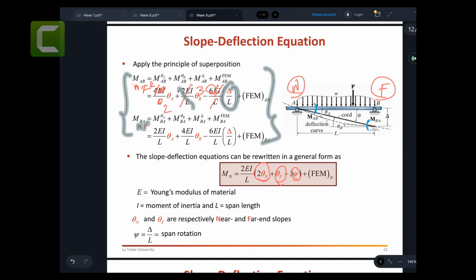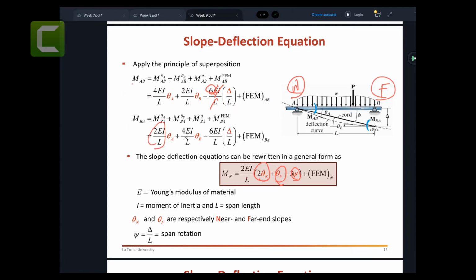Same thing here, by the way. If you take the 2EI/L out, you have a 2. This is the near node. B is the near node. So you can see this is 2 near node plus this is far node. So this is far node minus 3. This gone. So only 3 left, 3 and span rotation plus fixed end moment. So this is the equation.